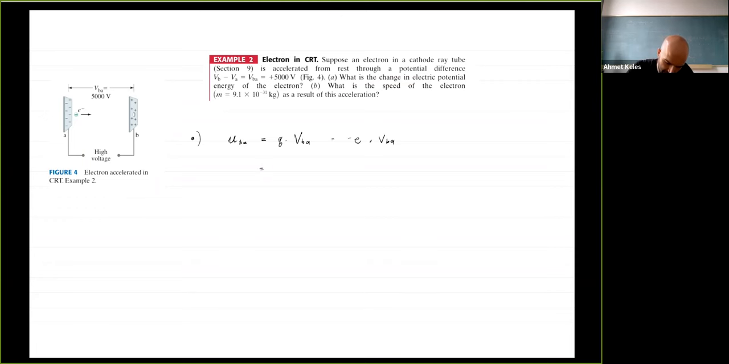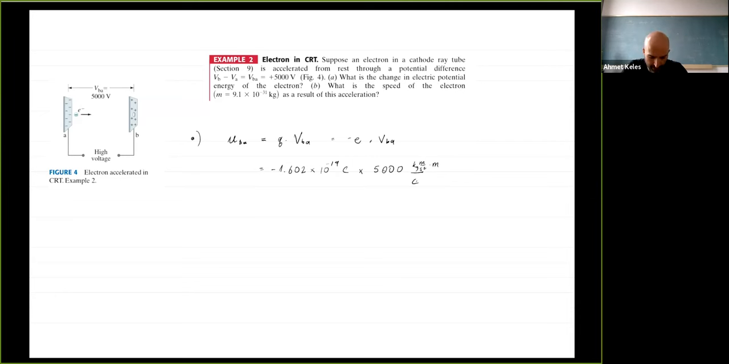And if I put in the numbers, what is the electron charge? Something like minus 1.602 times 10 to the minus 19 Coulomb, times VBA, which is 5,000 volts, which is joule per Coulomb. But joule is equal to what? Joule is equal to Newton meter, which is kilogram meter per second squared. This is Newton times meter, right?